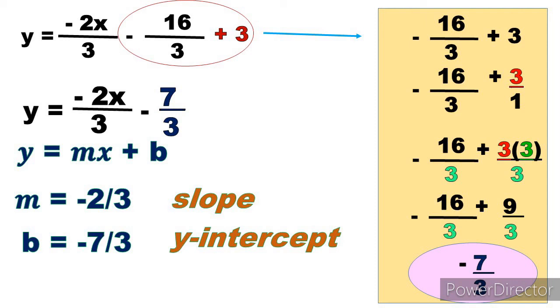Then now we have the slope-intercept form y equals negative 2x over 3 minus 7 over 3. So that is in the form of slope-intercept form, which is y equals mx plus b. And our slope m is negative 2 over 3 and our y-intercept is negative 7 over 3.